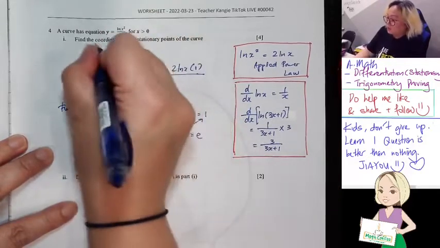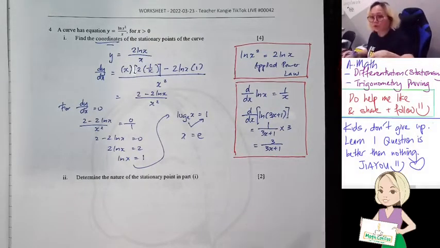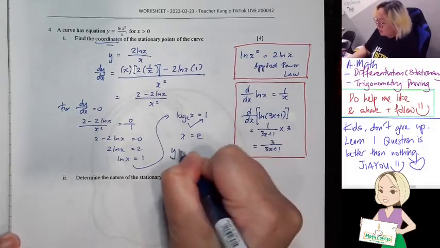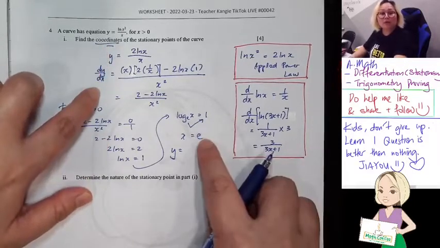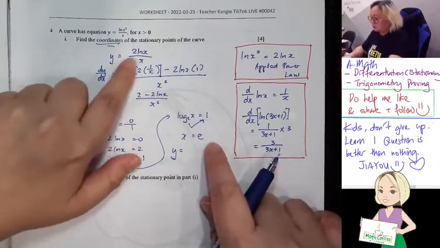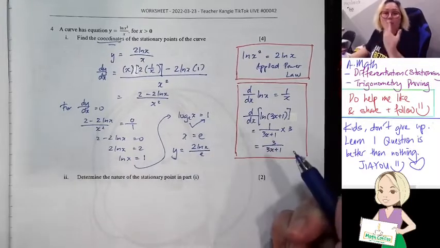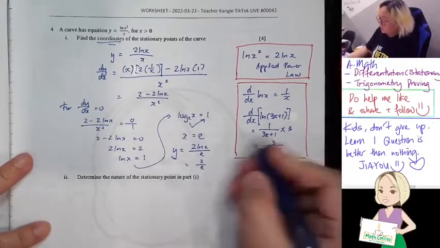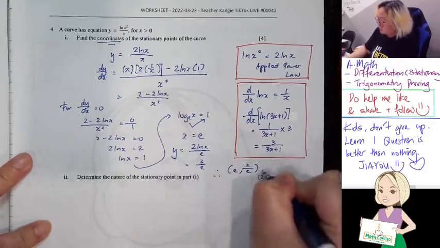See, this time they asked for the coordinate. They did not ask for the x coordinate, which means I need to find my y coordinate as well. So you have to find y. Remember to sub it into the original y, not into dy/dx. You are not trying to find the gradient, you are trying to find the coordinates. So you need to sub that into the equation of the curve. So it will be 2 ln e over e, and ln e is 1. So it is 2 over e. Therefore, the point we are talking about is (e, 2/e). Done.